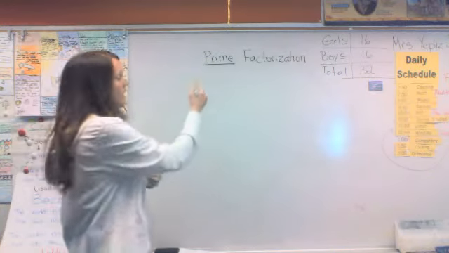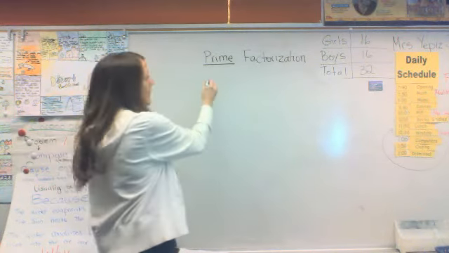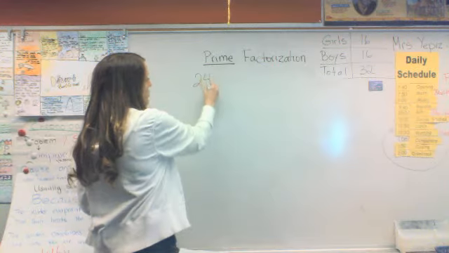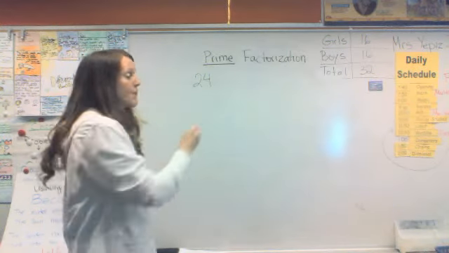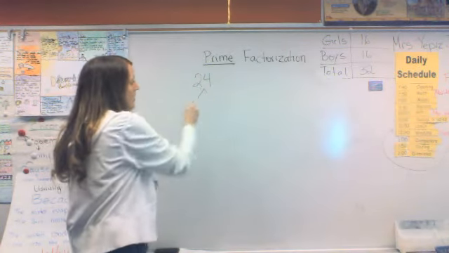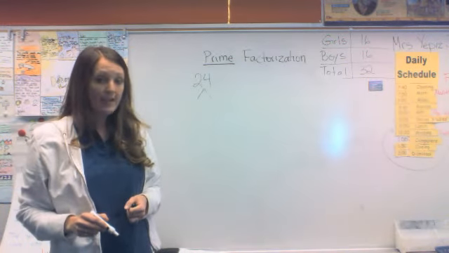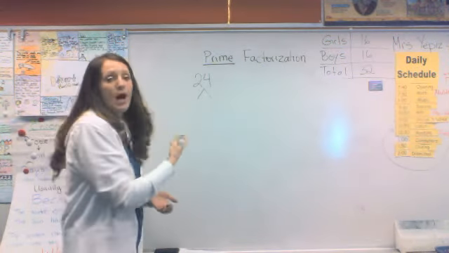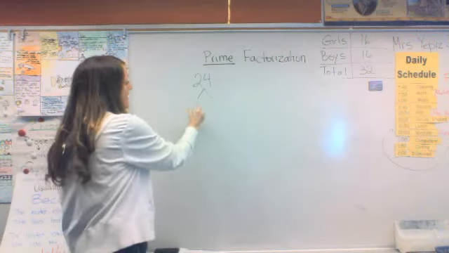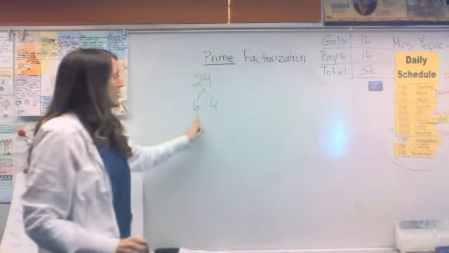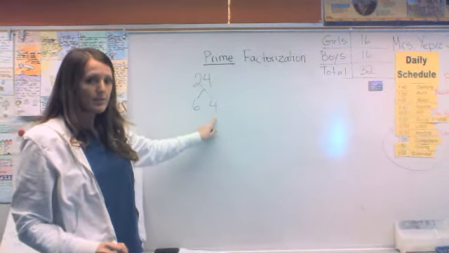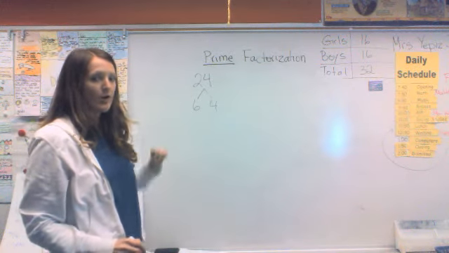So let's go through the steps. Let's start with a nice easy one. 24. So the first thing you do is you break your number into 2 of its factor pairs. So I'm going to do the example of 6 and 4. Notice we're not adding, we're multiplying. 6 times 4 is 24.